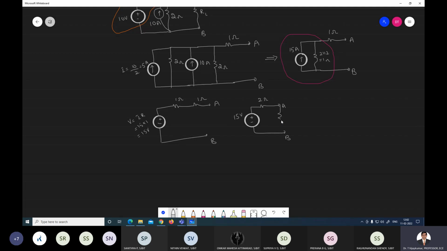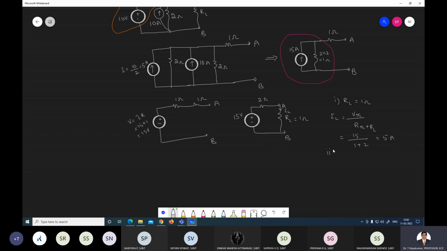Now the RL values are given. That RL you can connect here. RL first is given as 1 ohm. For that 1 ohm RL, what is IL? First case, RL is equal to 1 ohm. For this value, IL is given by VTH divided by RTH plus RL. So VTH is 15, RTH plus RL is 2 plus 1, 3, that is 5 amps.